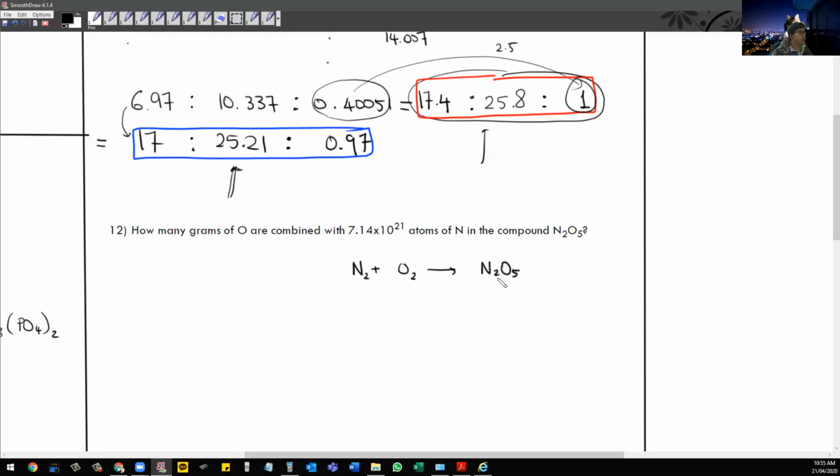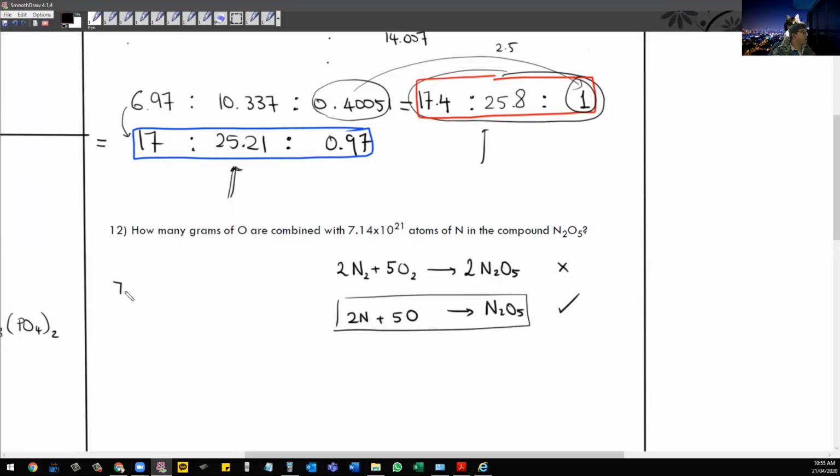If you were to do that, of course, you can times this one by 2 and make that 4. So times by 2 here, and then times by 5 here. Then it's balanced, right? No need to do that. Just do N2O5 is from 2N and then 5O. So that's what we need to do, because we're just concerned about this and this.